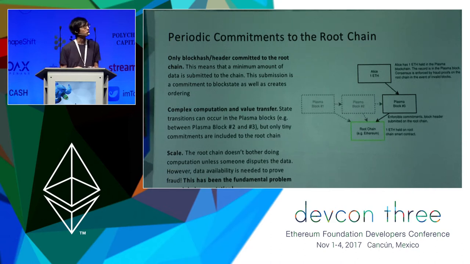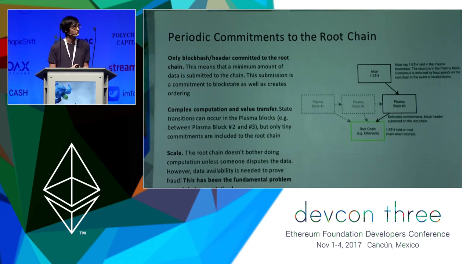This is given certain security constraints. The presumption is that you're not really trusting them. The way you do that is, let's say you're Alice, you have one ETH held inside this Plasma chain, and this Plasma chain periodically commits block hashes onto Ethereum. It's very, very small, measured in hundreds of bytes, and can encompass perhaps gigabytes of data. This is not proof of existence.